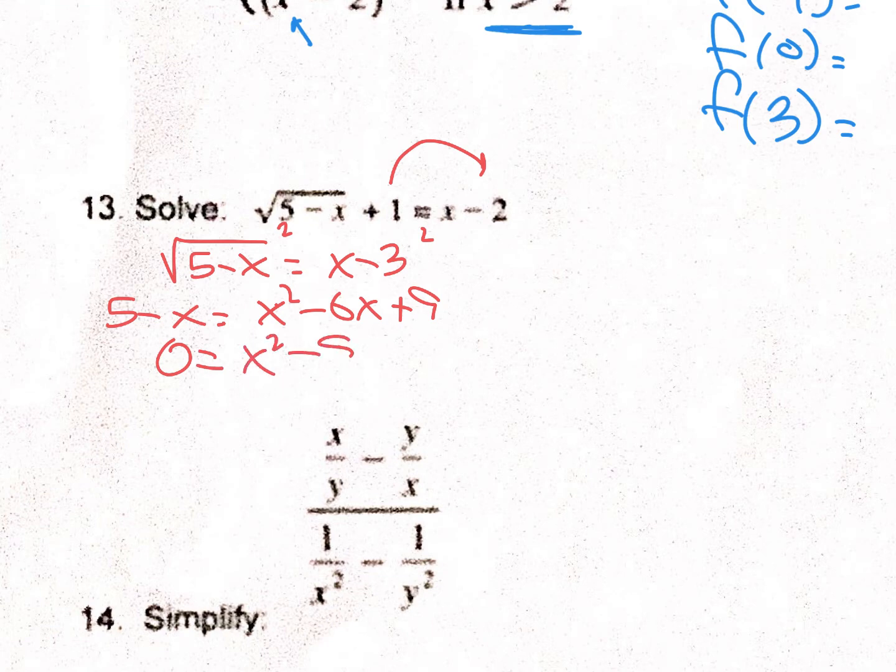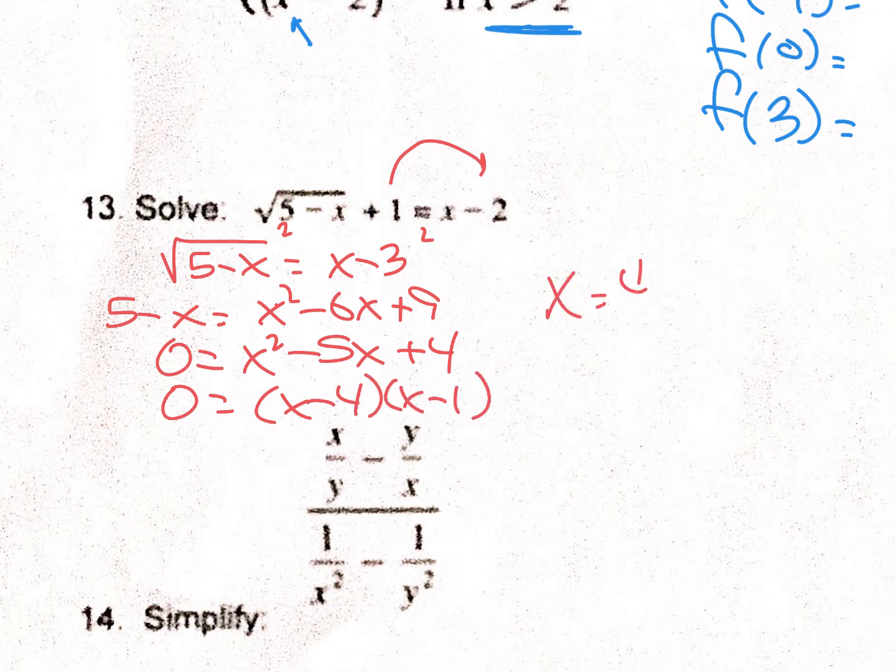So if I move the x over, I get negative 5x. If I move the 5 over, I get a 4. So I think that factors like this. I think you can go x minus 4, x minus 1, which you can. So my two solutions would be 4 and 1, maybe. One of them could be extraneous, and I think it's going to be the 1, because if I take the 1 and plug it in right here, 1 minus 2 is negative 1. There is no way a radical plus a positive number is going to be a negative number, so that's out.